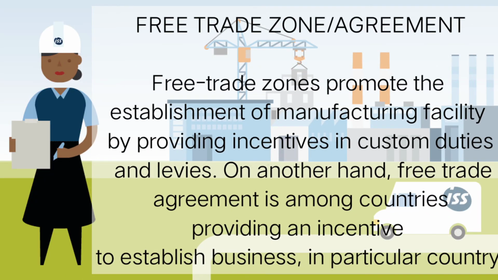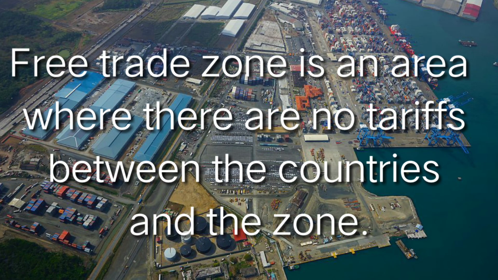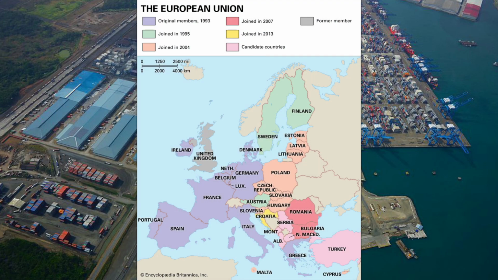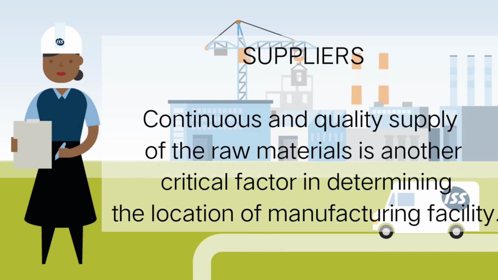Number 4 is the free trade zone or agreement. Free trade zones promote the establishment of manufacturing facility by providing incentives in custom duties and levies. On the other hand, free trade agreement is among countries providing an incentive to establish business in a particular country. Free trade zone is an area where there are no tariffs between the countries in the zone. The European Union is an example of a free trade zone. Number 5 are suppliers.